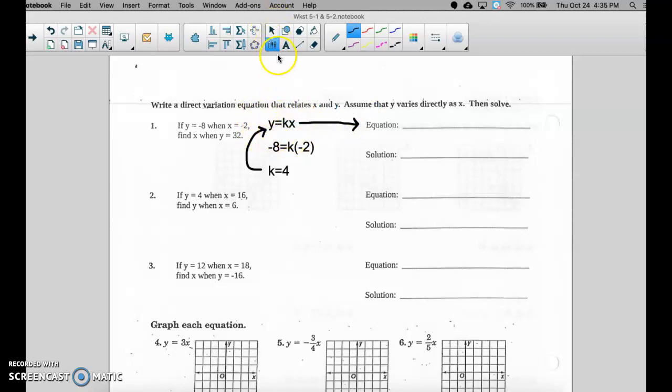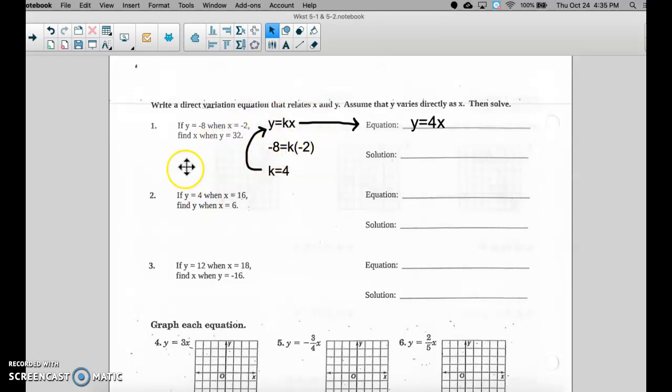We want one with just two, that is y equals the new form we have, k x. That is our general equation. Once we have that, we're going to use this new information, the second y. We've already used y equals negative 8 once and x equals negative 2 once. We don't need those anymore. We only use them to find k.